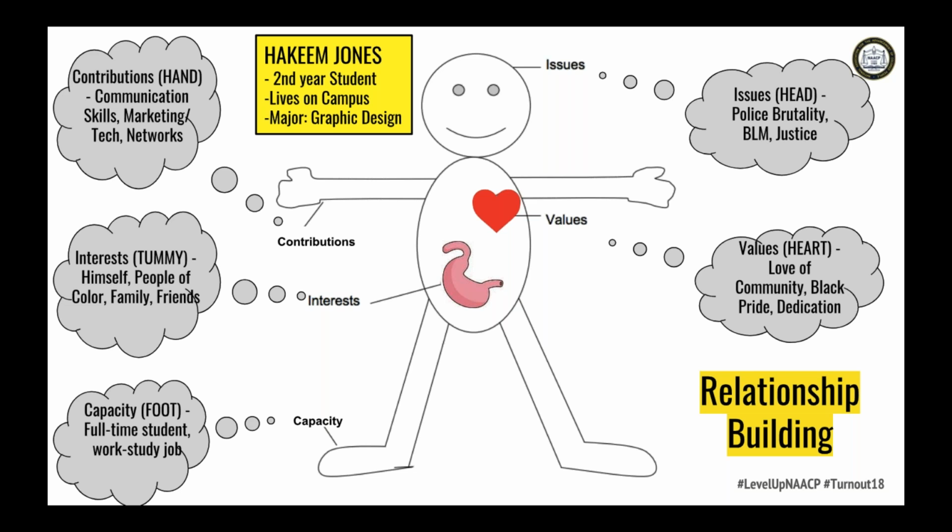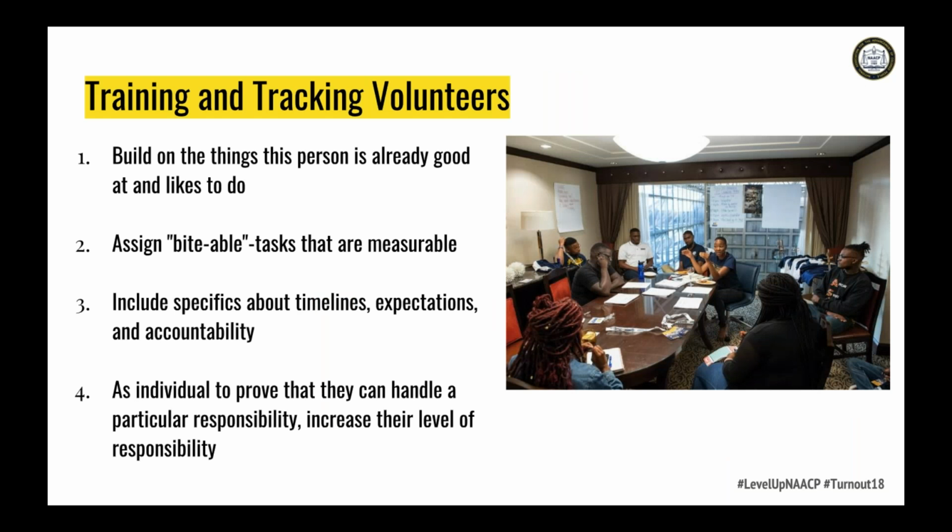So when it comes down to that, you want to make sure that you give your volunteers little bite-sized tasks, which I'll also talk about later on in the presentation. But with all this, you have the issues, the values, the contributions, the interests, and the capacity. Now based off the person's capacity and value, that will show me how much this person can commit. And this is how you start to build the relationship. This is how you start, but that's not where you end it.